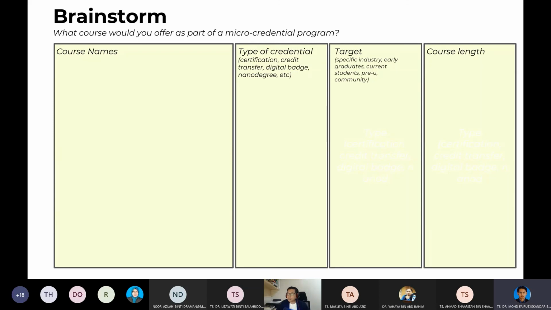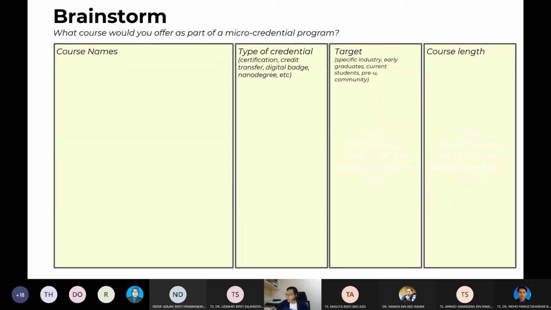Kenapa kita start dengan MOOC? Because kita nak get used to online delivery, macam nak access apa semua. So if you have that, that's good. That's one big part done. Tapi bila kita nak try micro-credential, kita kena tengok demographics lah. Macam saya kata tadi, target kita siapa.